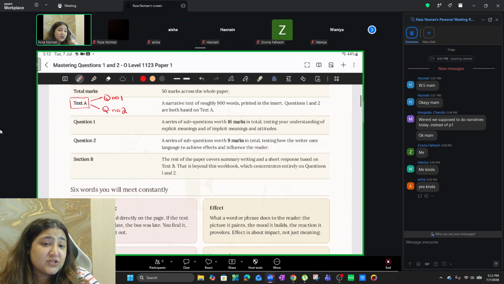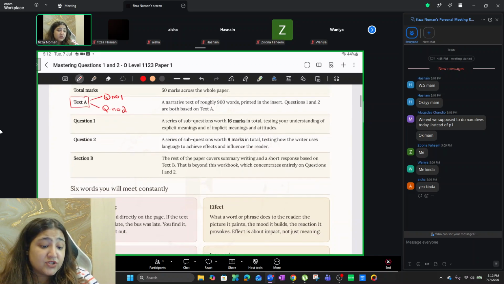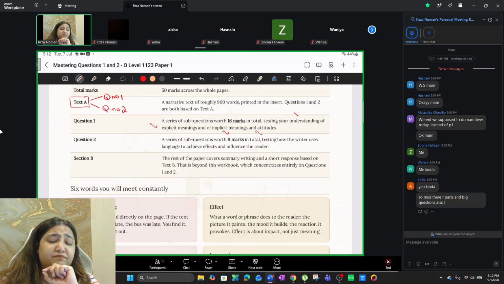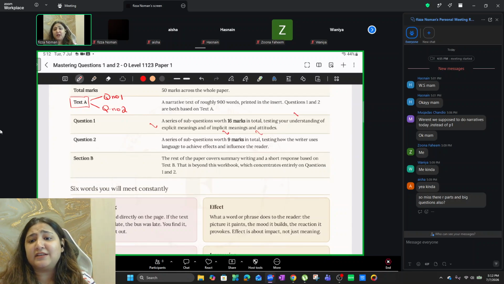What are exactly questions 1 and 2 about? When it comes to question number 1, this is basically a series of sub-questions amounting to 16 marks in total. They will test your understanding of explicit and implicit meanings and attitudes. So you will get different nature of questions in question number 1. There are parts and big questions also. The biggest question that you will get in question 1 is going to be a 3 marker, and the smallest one is going to be a 1 marker. Not more than that. Alright? If that answers your question, Aisha?